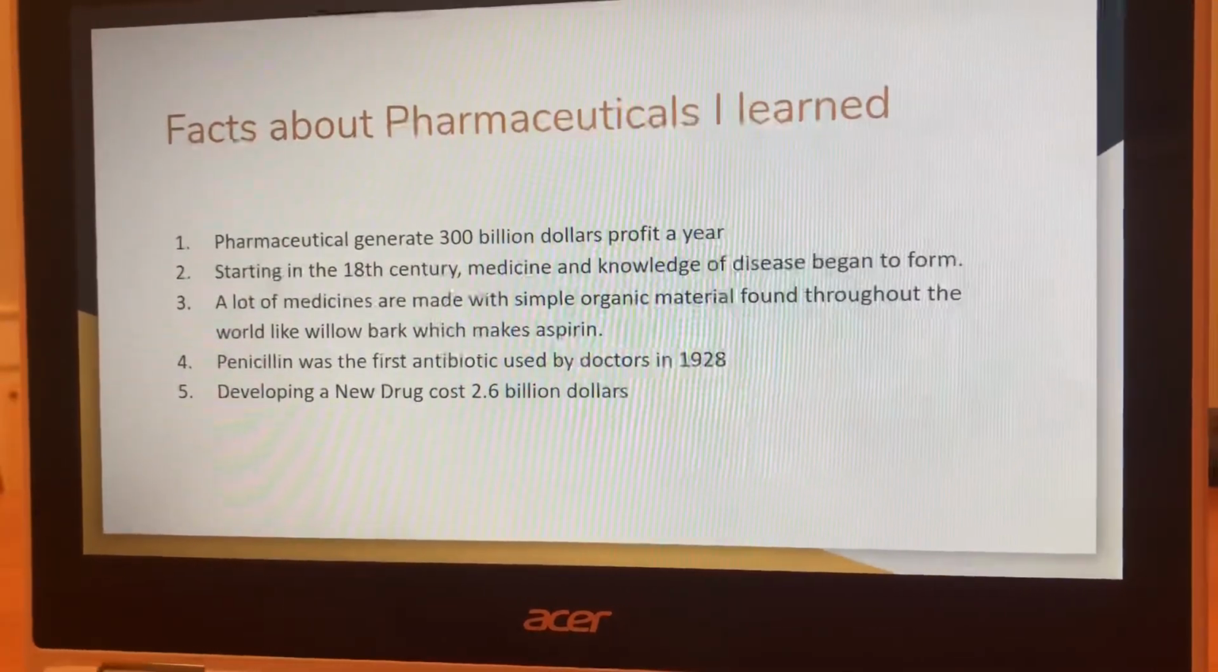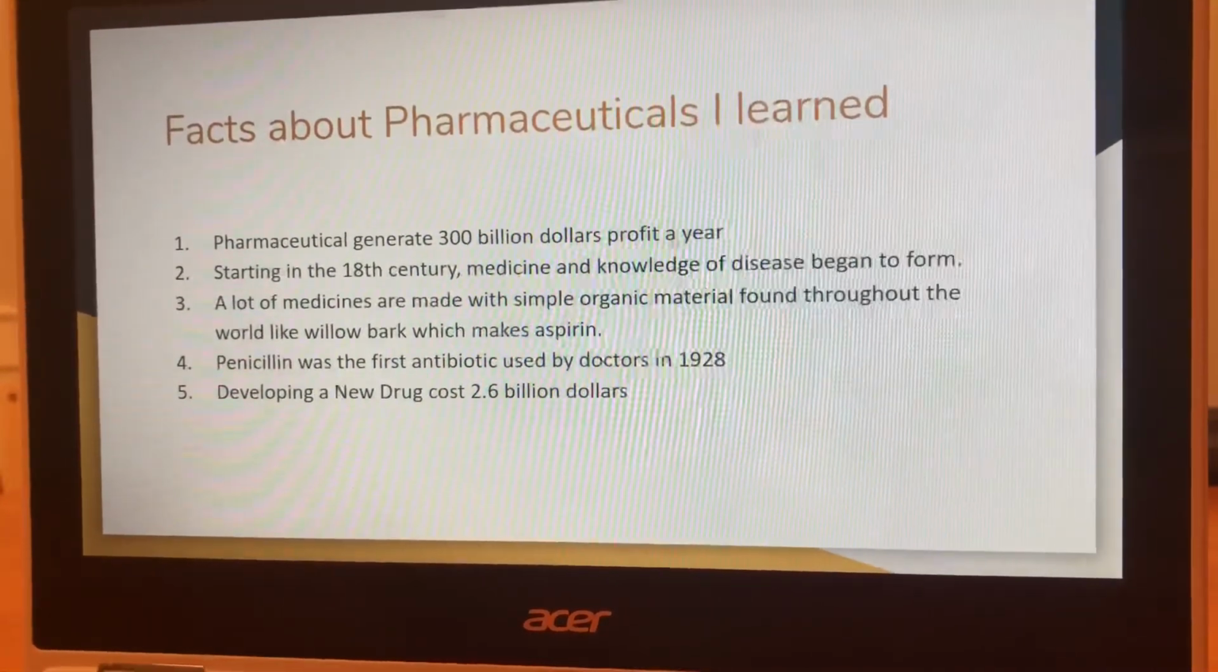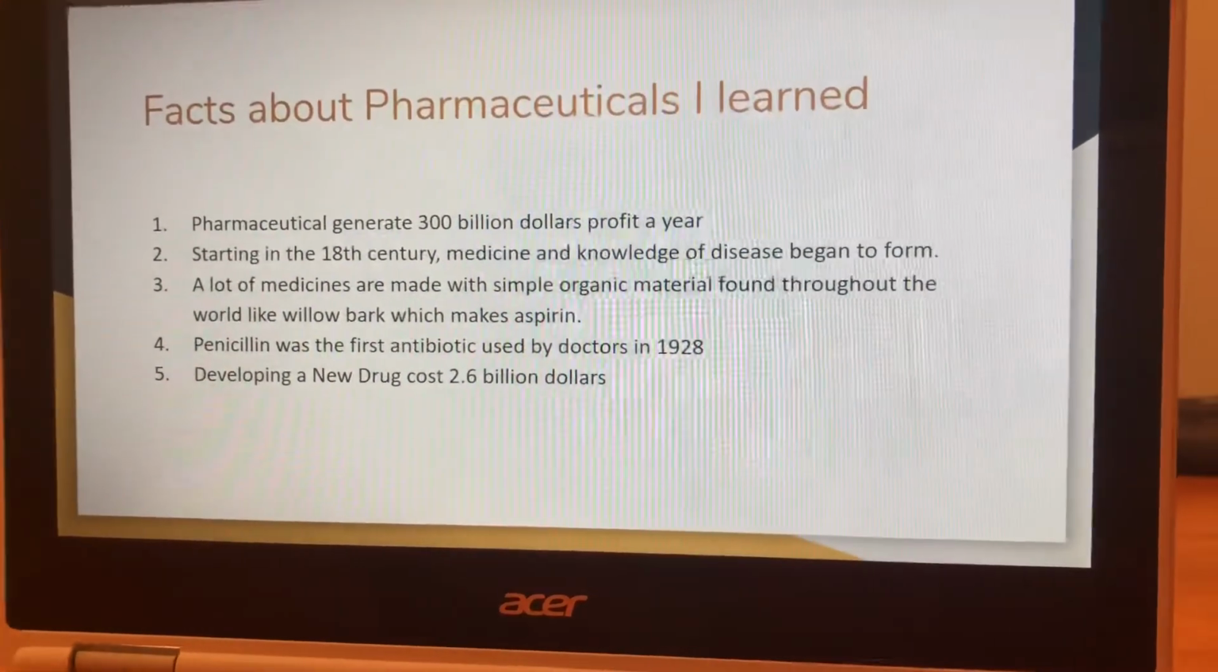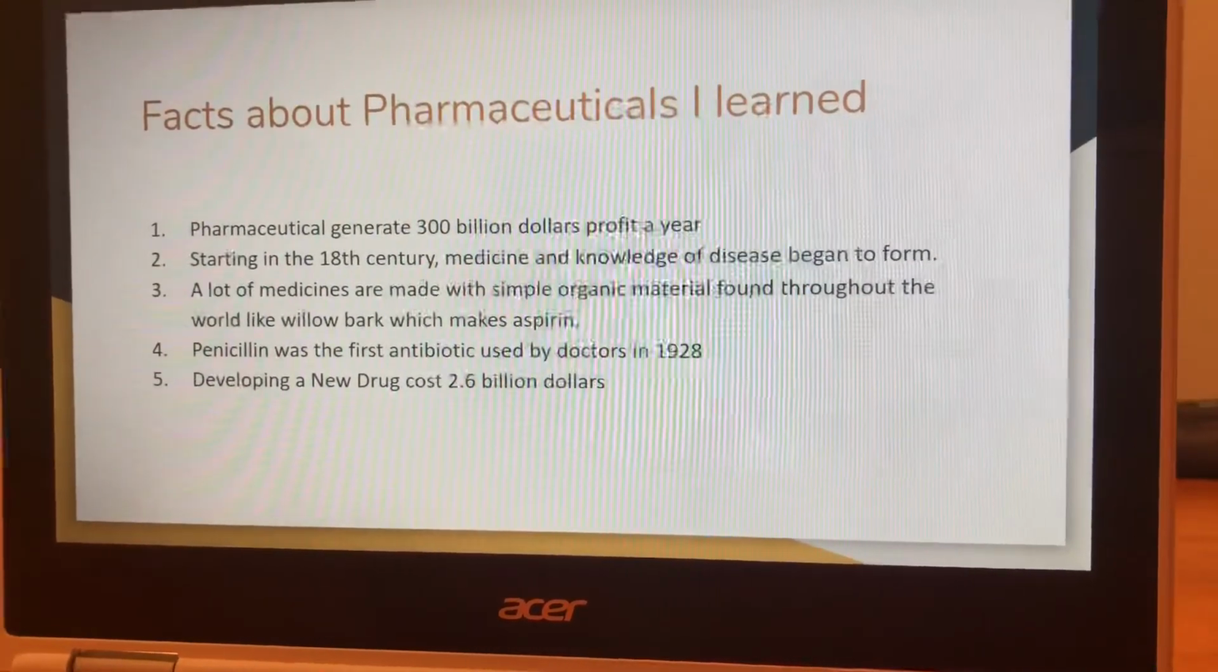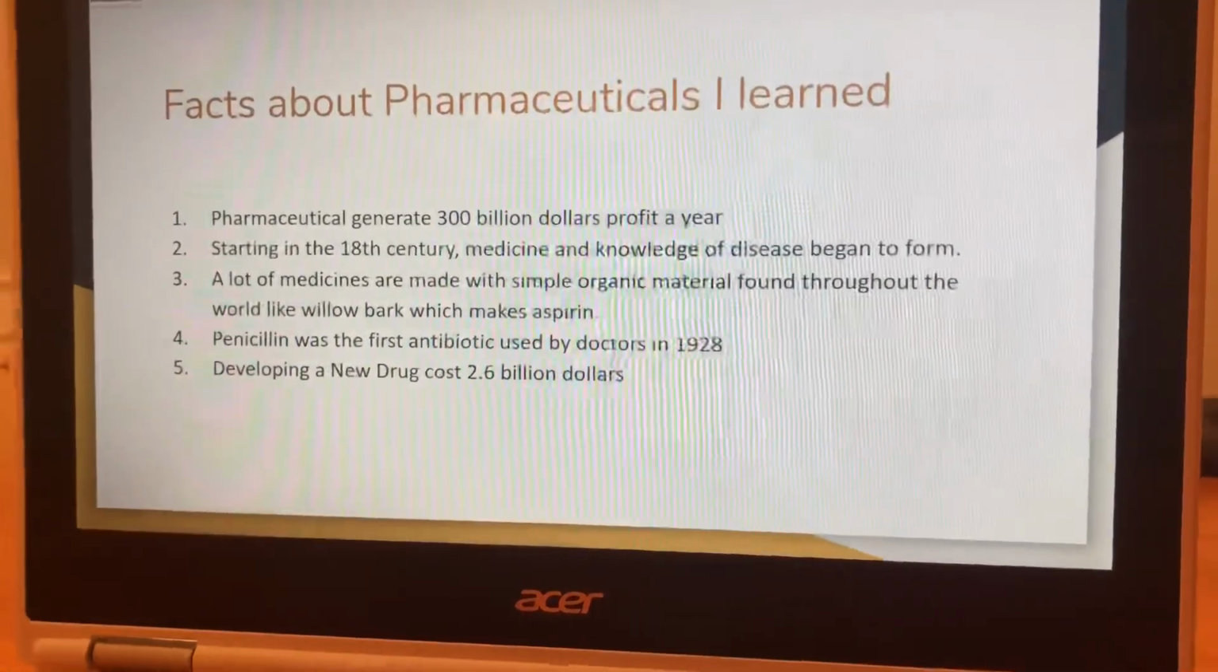Penicillin is the first antibiotic that was used by doctors in 1928. And developing a new type of drug costs an average of $2.6 billion.